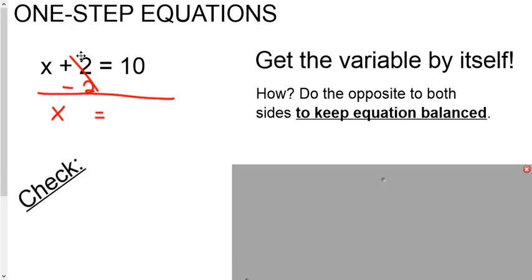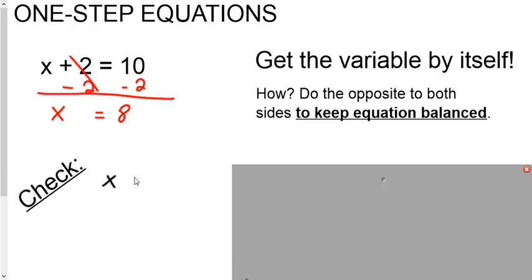See, this left side of the equation is supposed to be balanced or equal to the right side of the equation. So if I suddenly made the left side smaller, or took 2 away from it, I better take 2 away from the right side so they're both the exact same amount, so they'll still be equal to each other. What's 10 minus 2? 8. Let's go check our answer.